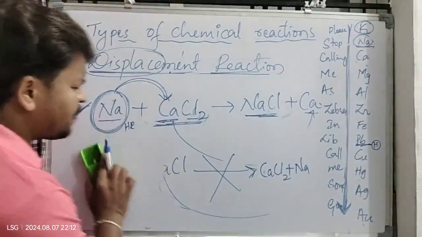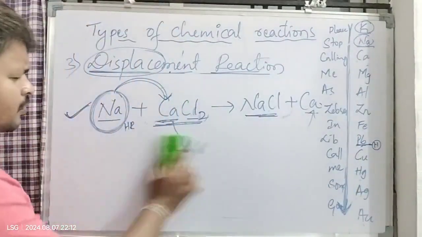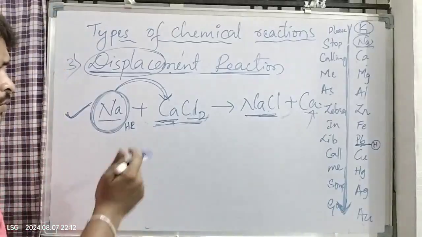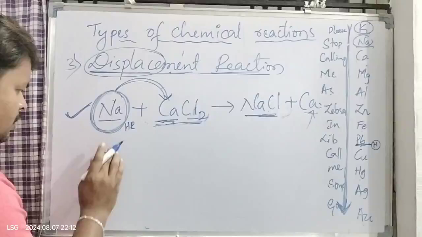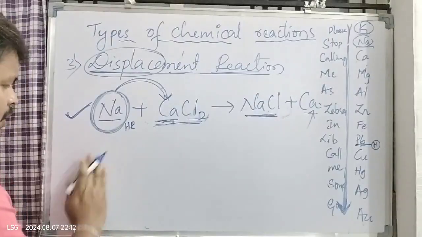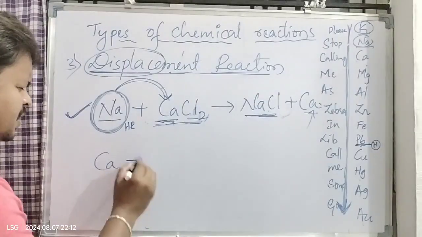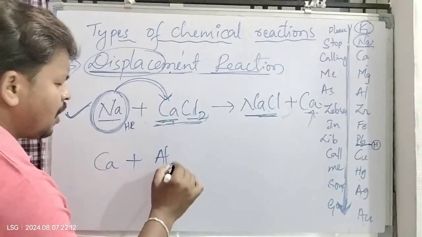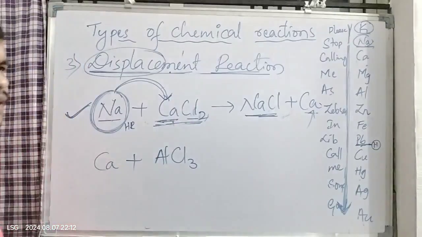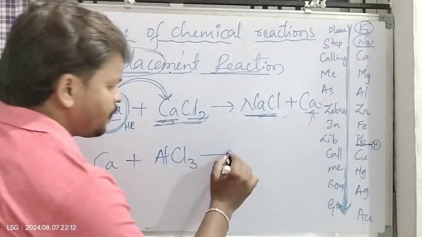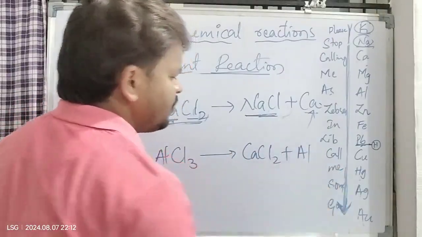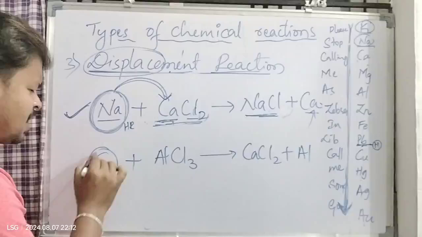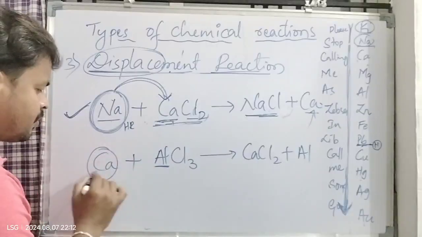One more example I will give you. Suppose calcium reacts with aluminium chloride, AlCl3, and forms calcium chloride with aluminium. See that calcium is more reactive than aluminium.